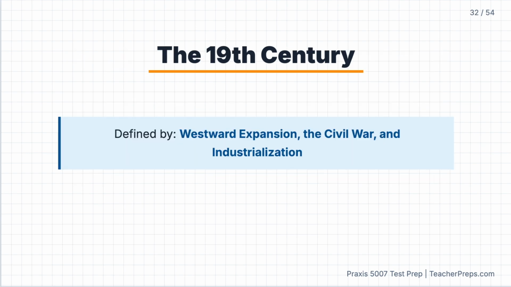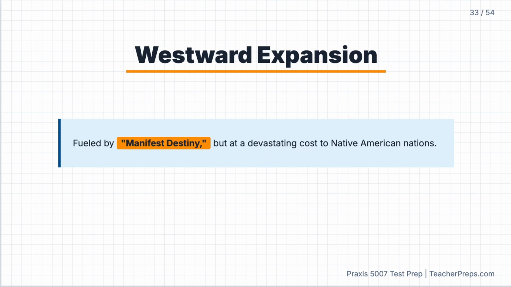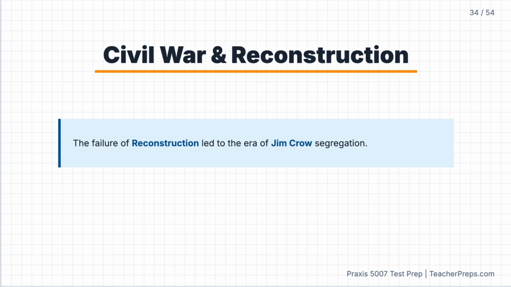Now, the 19th century was a period of dramatic transformation driven by westward expansion, the Civil War, and the Industrial Revolution. The concept of manifest destiny fueled this expansion, leading to the forced removal of Native American nations from their lands. Then, after the Civil War, the brief period of Reconstruction aimed to secure rights for African Americans, but its failure led directly to the era known as Jim Crow segregation.